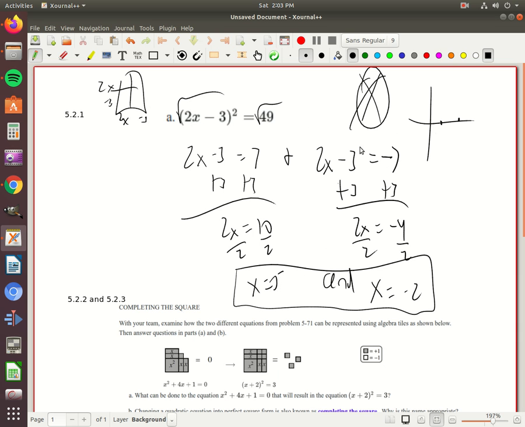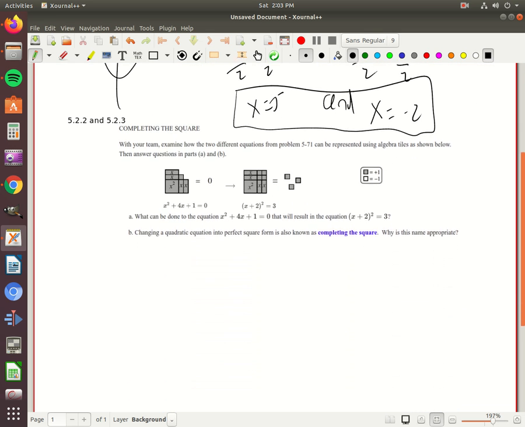But here we would have our x-intercepts at 5 and at -2. And again, if we had used an area model to put it in standard form, we could have then used the diamond and we would have gotten the same x-intercepts at 5 and -2.